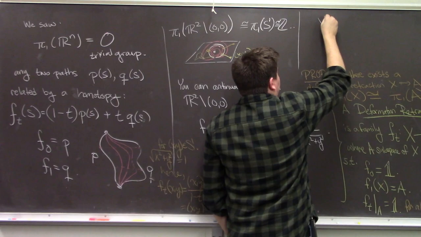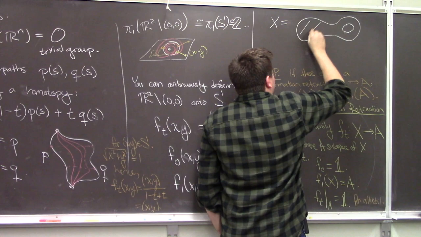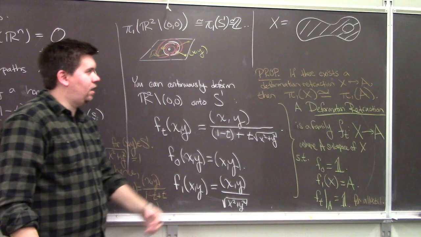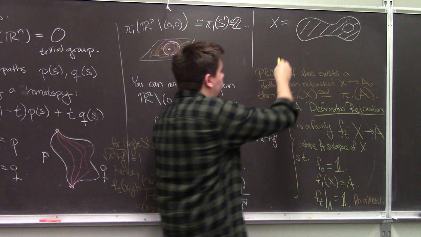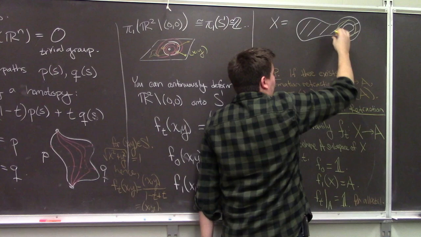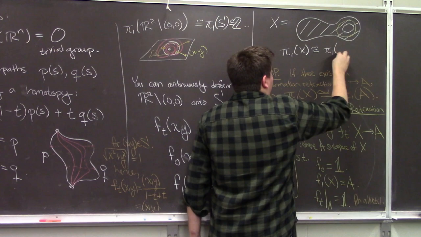So if your space X was some space like, oh, I don't know, maybe this space with a little region cut out from it. So it's this space right here. Then you should convince yourself, well, what would the fundamental group of that be? Yeah, you could just deform this onto a circle, right? All of these points would come in, all of those points would come in. It would deform onto the circle. So pi 1 of X would be the same thing as pi 1 of the circle, which is Z.